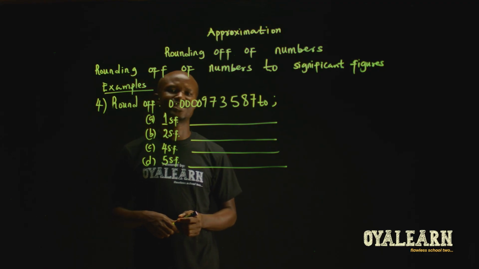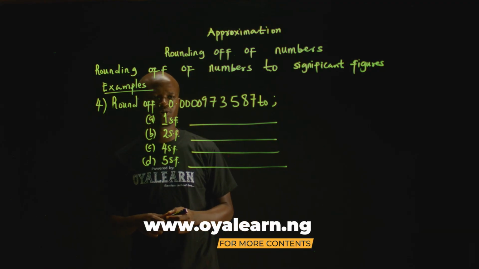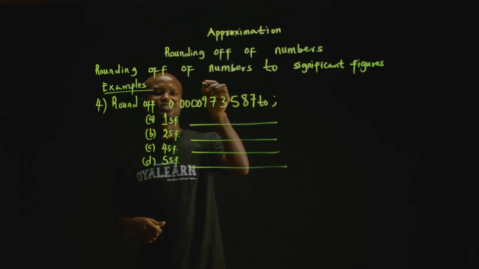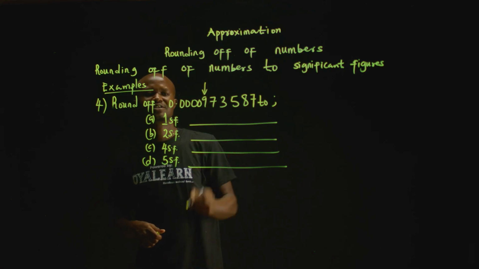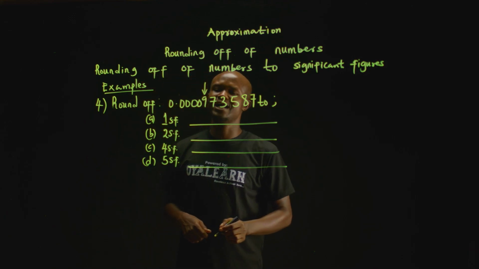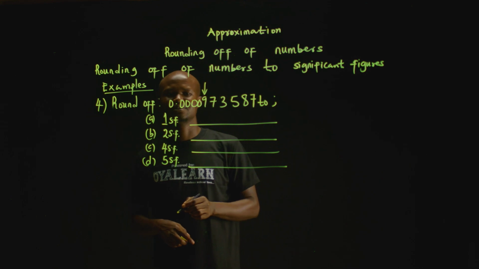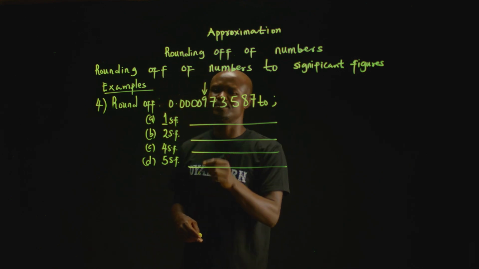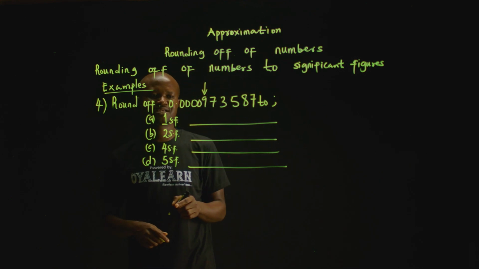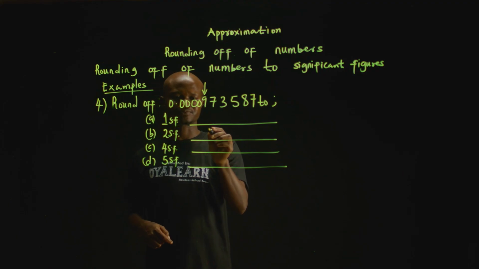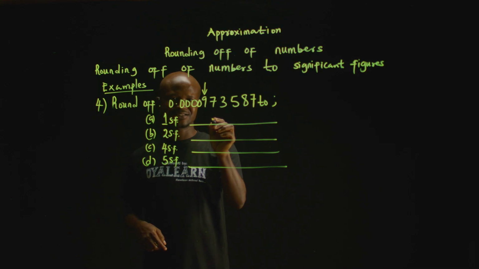So we start with the first non-zero digit from the left. The first non-zero digit from the left is 9. And at the back of 9, we have 7. Since we're having 7, we take 1 from this 7 and add it to this 9. 9 plus 1, we have 10. So we are going to write 0.